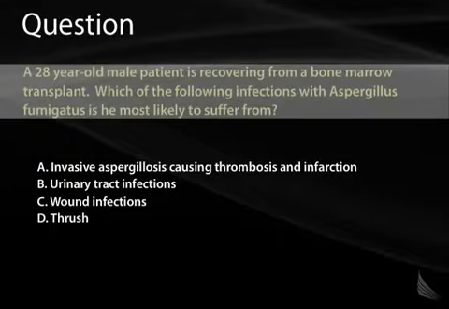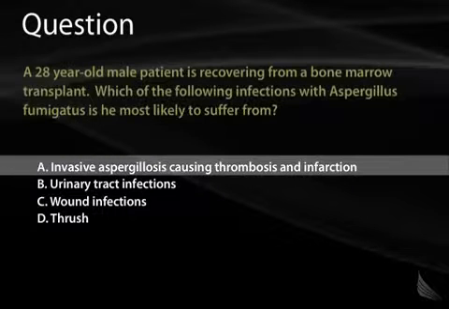Question. A 28-year-old male patient is recovering from a bone marrow transplant. Which of the following infections with Aspergillus fumigatus is he most likely to suffer from? So here we have somebody who's just had a bone marrow transplant. They've been irradiated and they have no immune system whatsoever. Normally, we're able to fight Aspergillus, and so it doesn't cause very much disease. But if you wipe the slate clean, you're going to get invasive aspergillosis, and you're going to get thrombosis and infarction, and this person's going to be in bad trouble.